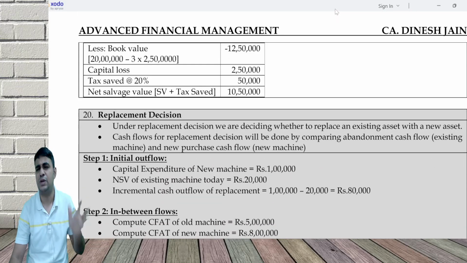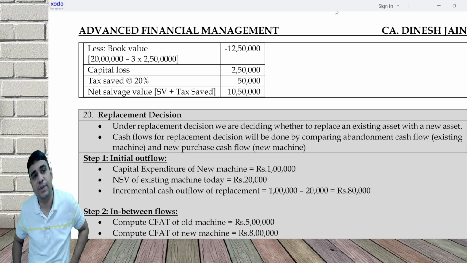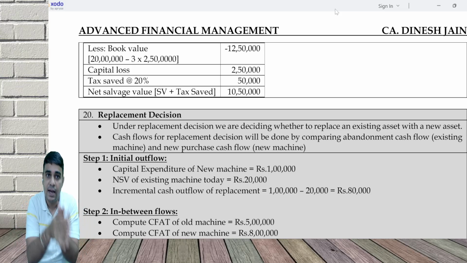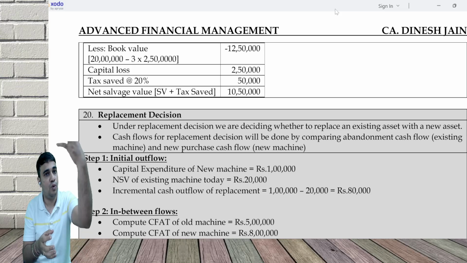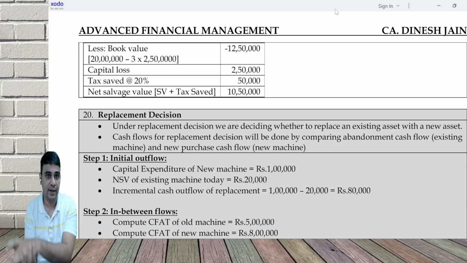Now comes the most important discussion. On this, I have a lot of problems to do. Replacement decision. What is replacement? It is selling an existing asset and buying a new asset. So unfortunately, you have to do old machine analysis, new machine analysis, and do an incremental analysis. Old separately, new separately, incremental.